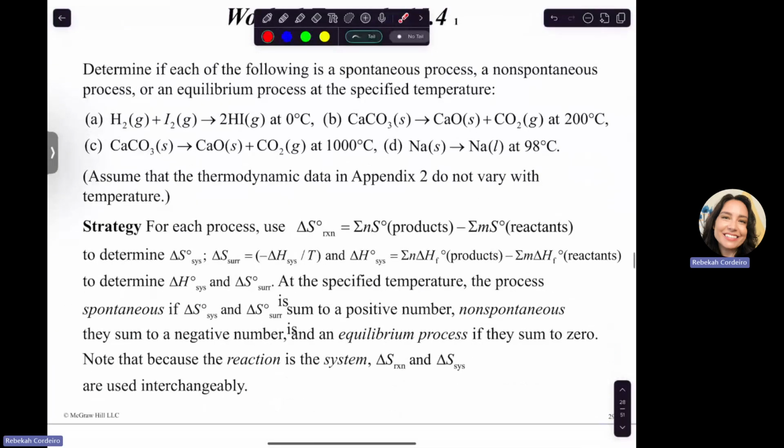So for each process, we're going to use delta H of reaction as products minus reactants to determine the delta H of the system and the delta H of the surroundings with this formula. And this is a lot. If you haven't done this yet, you can see how this is a problem. We can maybe do some in class, but delta H of the system is the formation of products minus reactants. And so then we get both of these things, and then we can determine whether delta S is spontaneous or non-spontaneous.